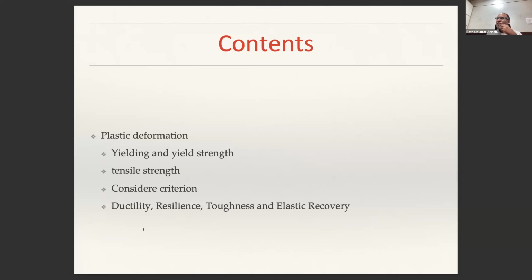So let's first understand what we mean by plastic deformation. In the plastic deformation range, we will try to understand the onset of yielding and measure the property called yield strength of the material. Then we will look at the tensile strength. In this context, we will talk about the concept of necking just before fracture in a ductile material, which can be explained through a mathematical model given by Considère. And we will discuss something called the Considère criterion. And then we will discuss what we mean by ductility, resilience, toughness, and all those things.